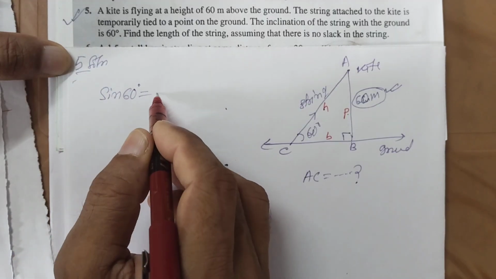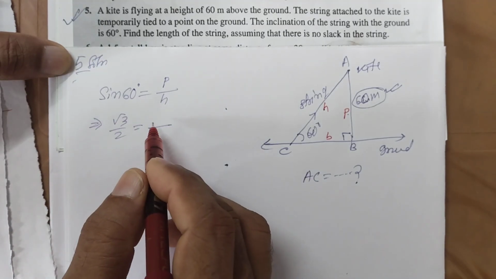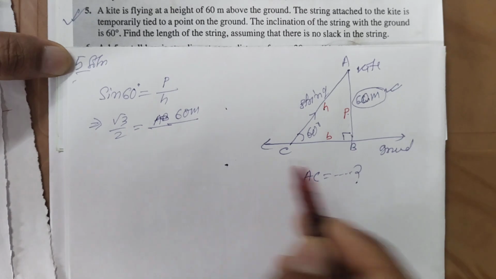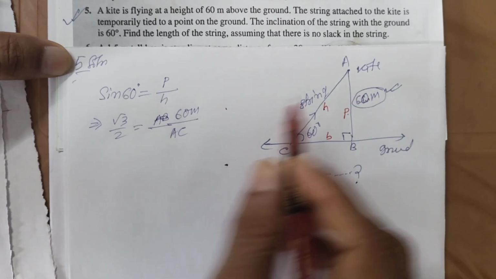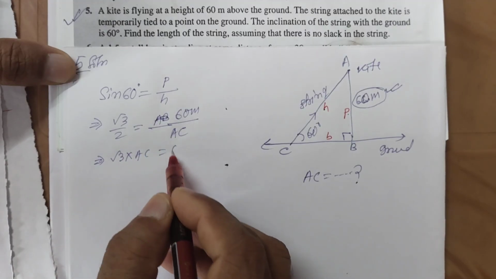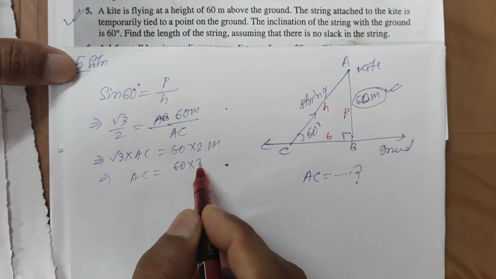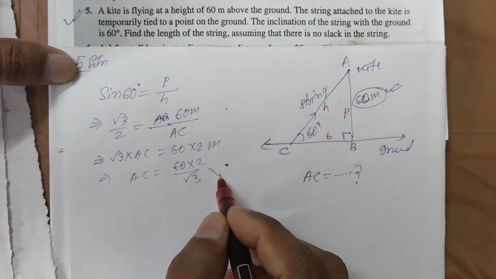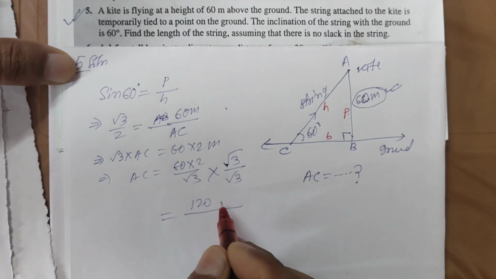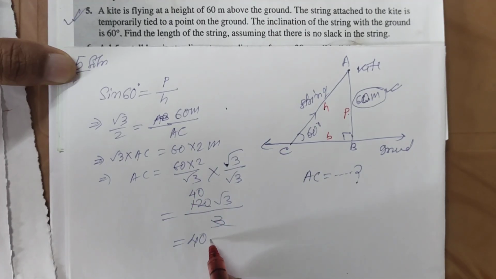Theta is 60 degrees. Sin theta is perpendicular by hypotenuse. Sin 60 value is root 3 by 2. Perpendicular is AB. AB is 60 meter. Perpendicular by hypotenuse is AC, which is the length of the string. We are asked to find it. Now cross multiply, root 3 times AC is equal to 60 into 2. It is in meter. Then what will be AC? It is 60 into 2 by root 3. We can rationalize denominator. Multiply by root 3. Here also multiply by root 3. 60 twos are 120. Root 3 into root 3 is 3. 3 40s are 120. That means we are getting 40 root 3 meter.